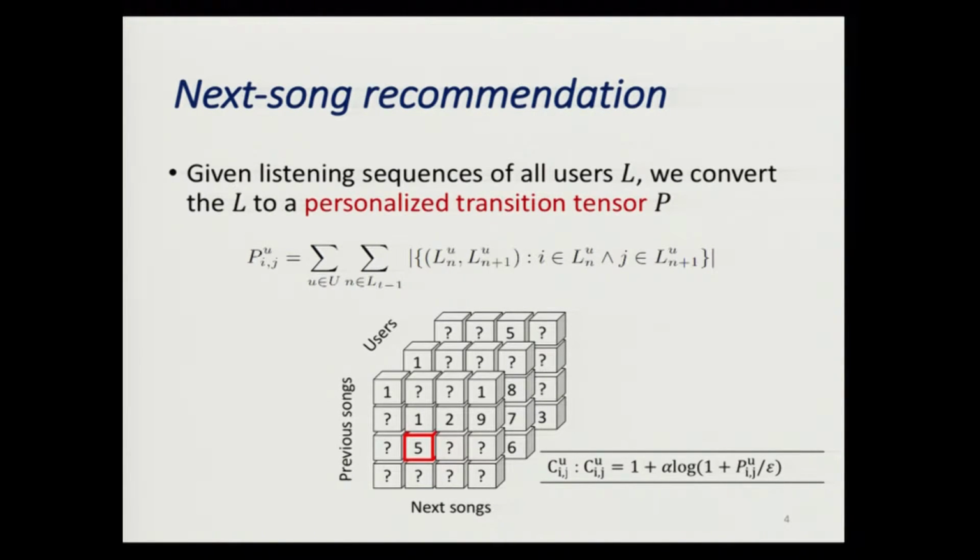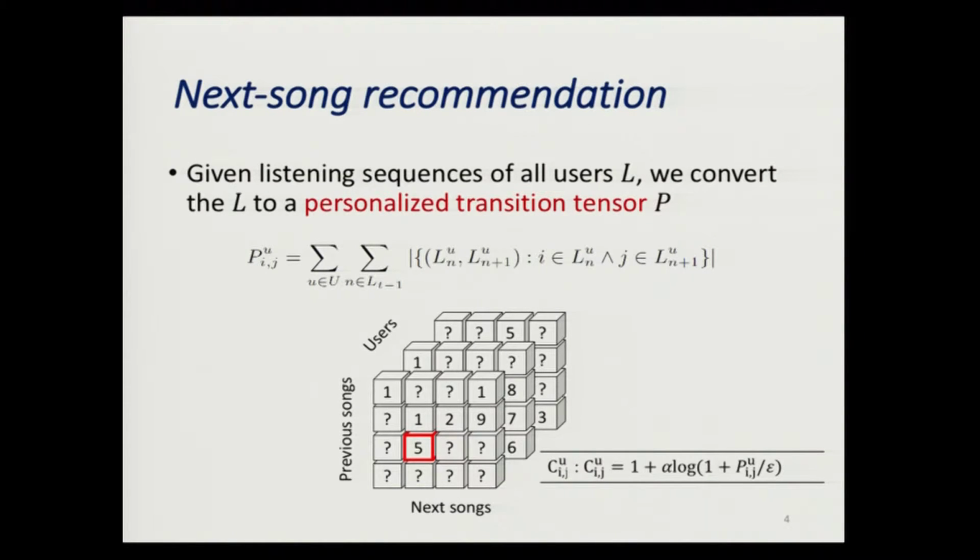There are two small implementation details. First, we don't want to recommend a next song which is the same as the last one, so we remove such self-transitions. And second, for reducing the noise, we also discard the song pairs whose time interval is larger than half an hour. To reduce the large range of play counts, we employ a log scale in tensor P.